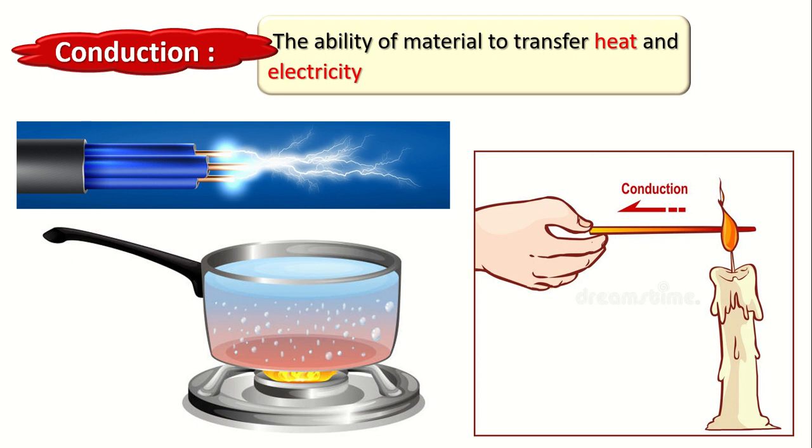Bad conductors like wood and plastic. Wood and plastic don't transfer the heat or electricity, so they are called bad conductors. So what is the conduction? The ability of material to transfer heat or electricity. Some materials are good conductors of heat and electricity. Some materials are bad conductors of heat and electricity.